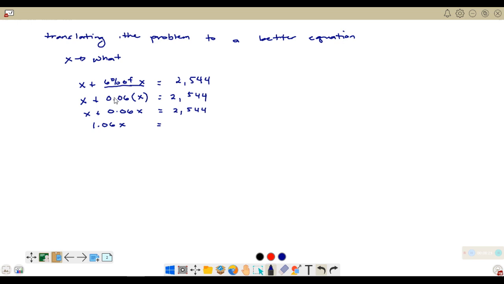But we didn't include the 100%. Instead, ang ginamit natin ay 6% of x. Now, let's continue. 1.06, divide both sides by the numerical coefficient of x, giving us, again, 2,400. Ayan. Okay?